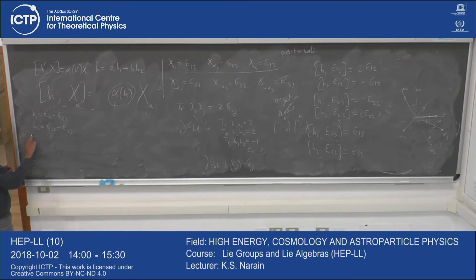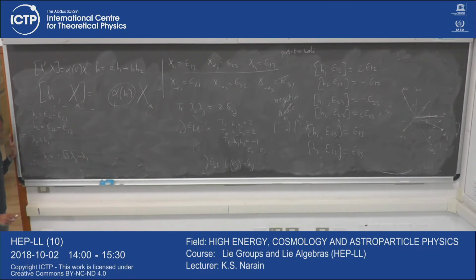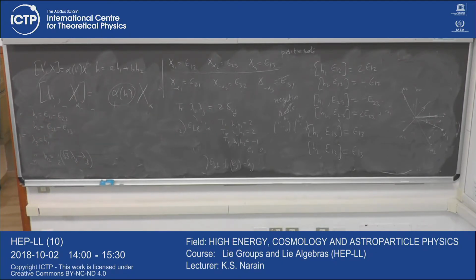H1 was lambda 1. So lambda 3 was H1. But H2 was square root of 3 lambda 8 minus lambda 1, right? Divided by 2 or something like that. I think if you look, lambda 8 had a 1 over root 3. Minus, so that root 3 is to get minus lambda 3. Correct. So this was the thing.